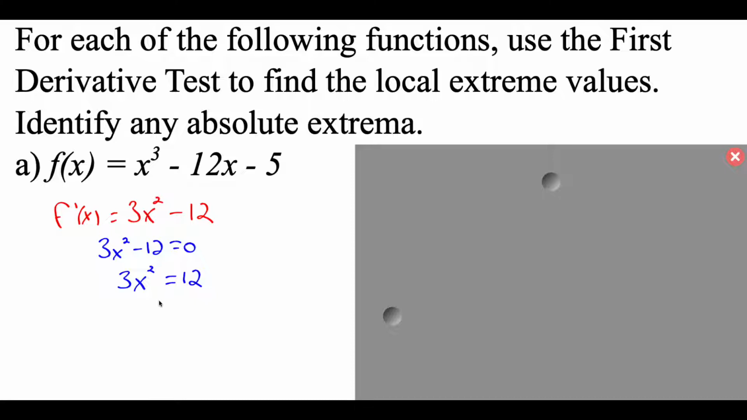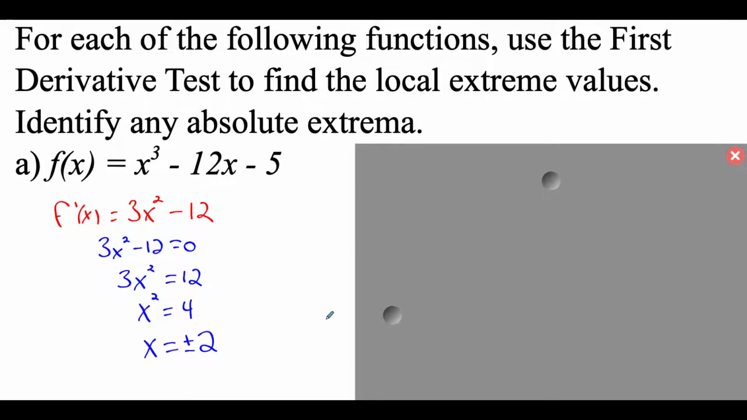I'm going to divide the 3 over, so we get x squared equals 4. And then I'm going to square root both sides to get rid of the squared power. But when I square root the 4, I have to remember to throw a plus and a minus in front of my answer. So we've got two critical points here. One happening at the x value of positive 2, and one happening at the x value of negative 2.